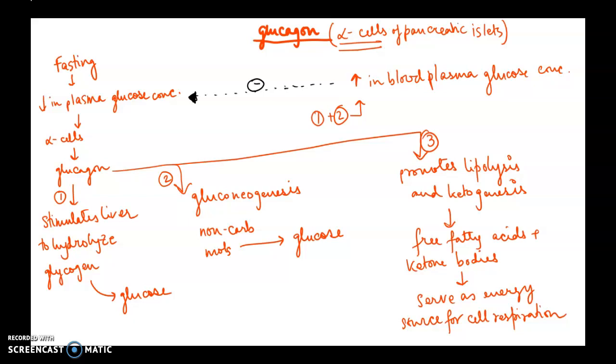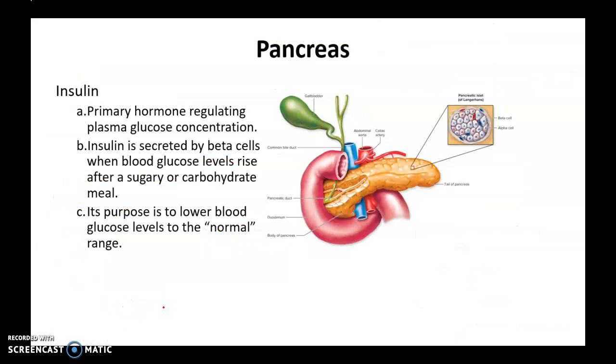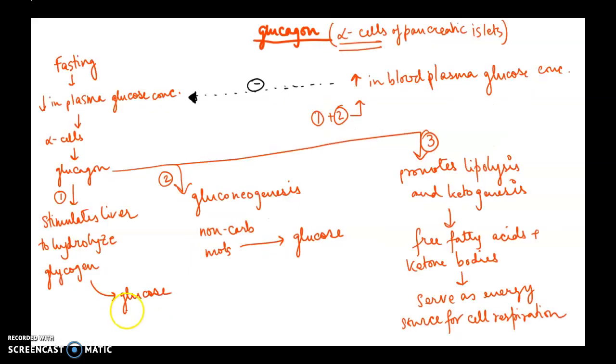Now, 1 and 2, do you see I have put 1, 2, and 3? If 1 and 2 are combined, obviously, both these processes release glucose into blood. So 1 and 2 help to release glucose into the blood, and that obviously increases or elevates blood glucose level, bringing things back to homeostasis. Okay?